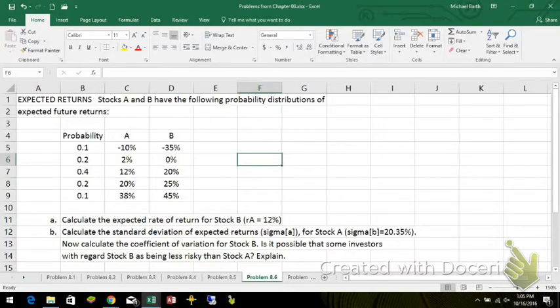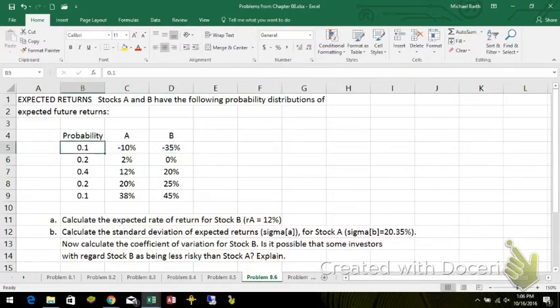This is problem 8.6 out of Brigham and Houston, Fundamentals of Financial Management, Concise 9th edition. Here we're calculating and comparing expected returns, standard deviation of returns, and coefficient of variation for two sets of stock. They give you some of the numbers as a check number. Alright, but we'll start with the probability.